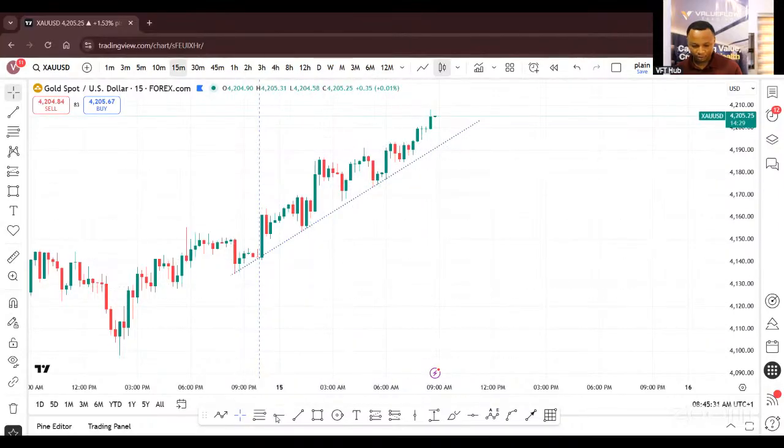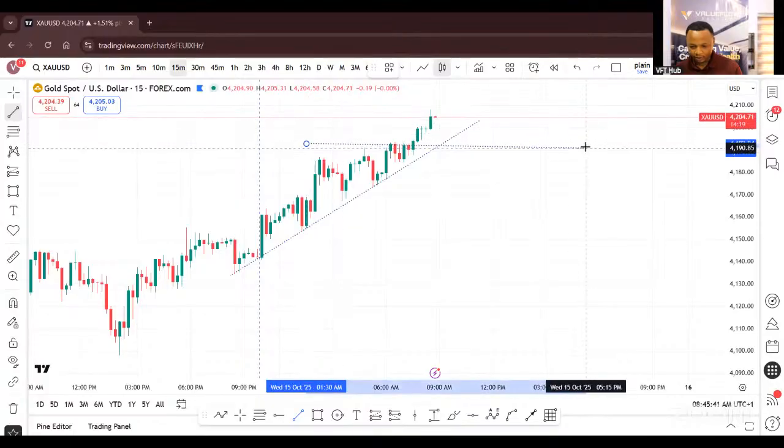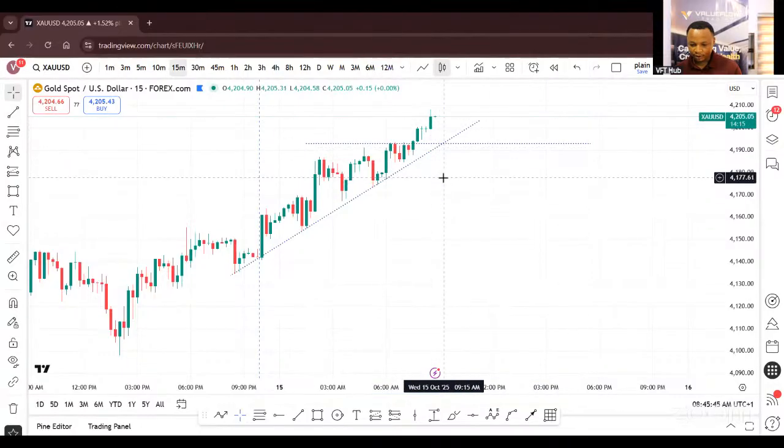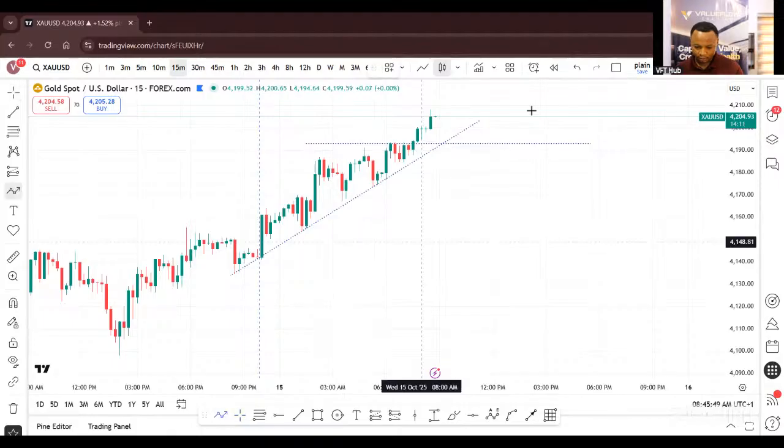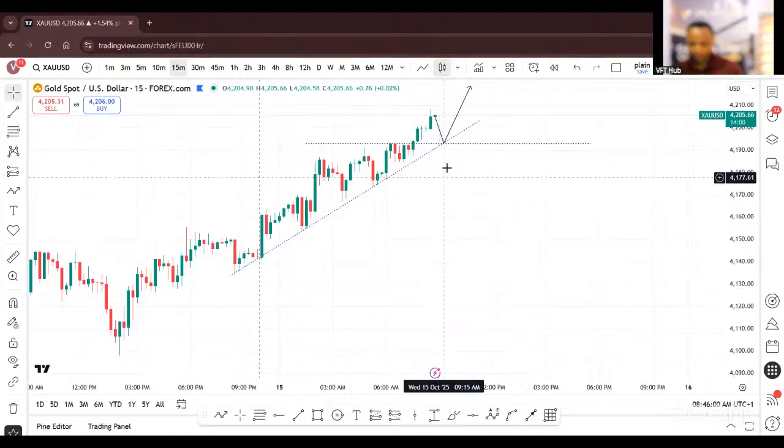If it returns to this high, let me use this line here. If it returns to maybe this high around here, it could give you a bounce back up again. If it doesn't, and it breaks to the downside, we'll be looking for a buy. So we could see gold do something like this, and then run all the way up. So this is a possibility on gold. All right, and if this plays out, we'll be taking a buy.